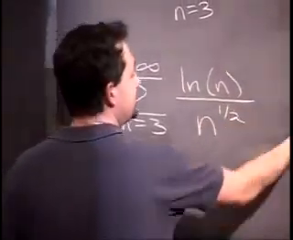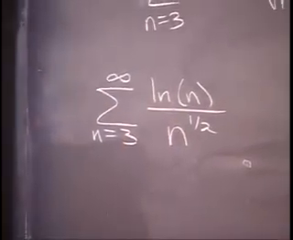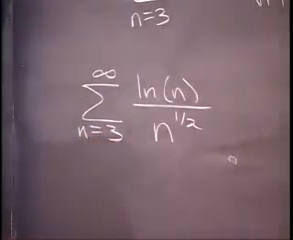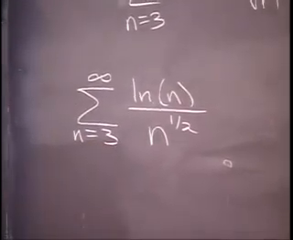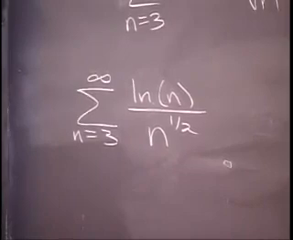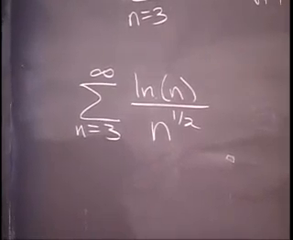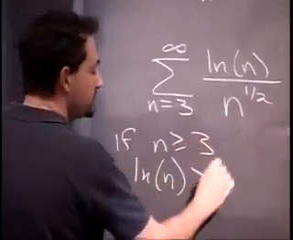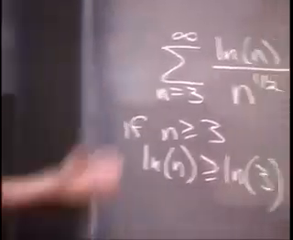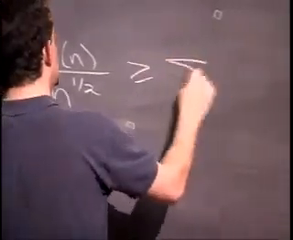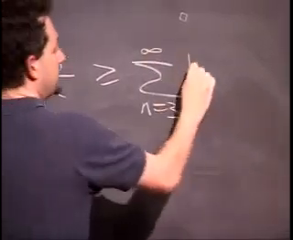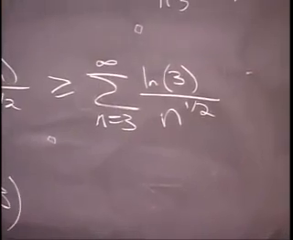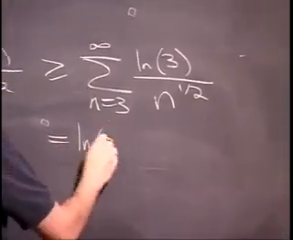I'll write it as n to the half. How small could log n possibly be? What is the value of log n? It becomes log 3, log 4, log 5, log 6. What's the smallest that log n could possibly be in this series? Since log is increasing, log 3. So if n is bigger than or equal to 3, log n is bigger than or equal to log of 3. So actually, I'll just do a really simple comparison with log 3. Log 3 is just a constant, so I'm going to pull it out. It's quite irrelevant.